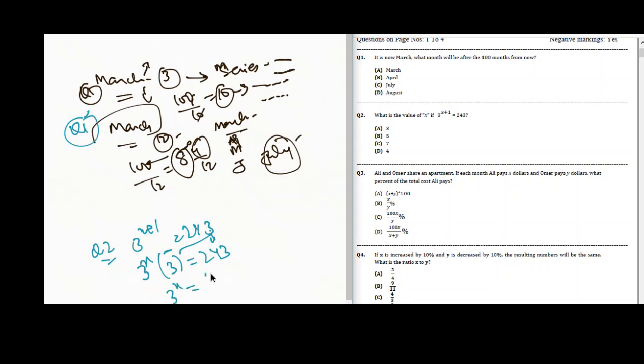So 3^x is equal to 243 over 3, that becomes 3^x is equal to 81. And if I can express this, it would become 3 power 4. So x is 4. Part D is the correct answer.